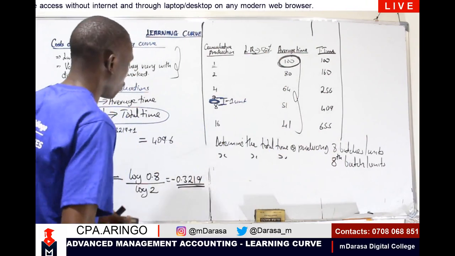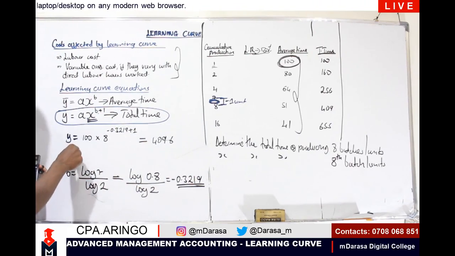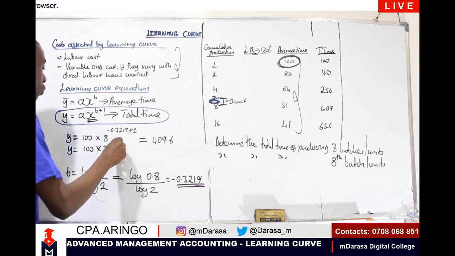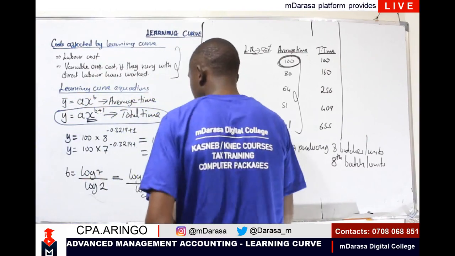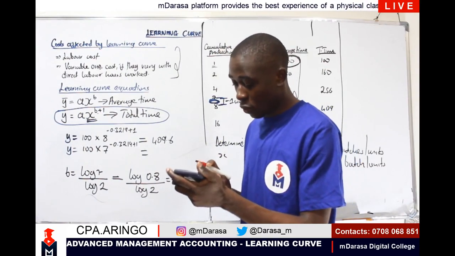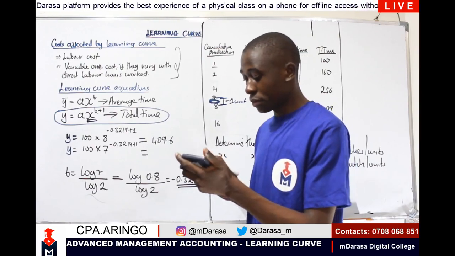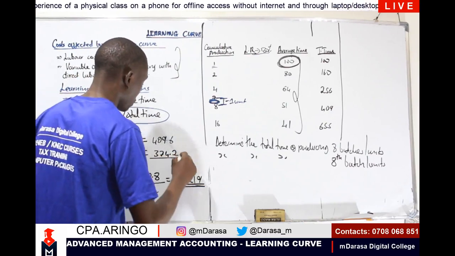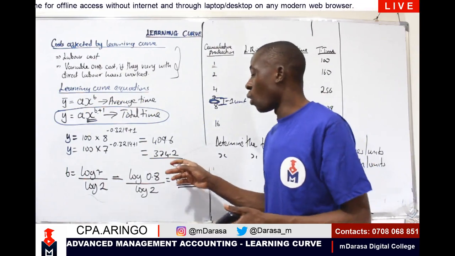What about the eighth batch? That one unit there. How are we going to determine that? To determine that, I should be talking of y is equal to what? A will not change, 100, times 7 raised to the power negative 0.3219 plus 1. So that should give us a figure of how much, my good students? Of course, plus 1. In that case, that should be 7 raised to our answer times 100, to give us a figure of 374.2. So given that, I can clearly and comfortably determine this one unit there.